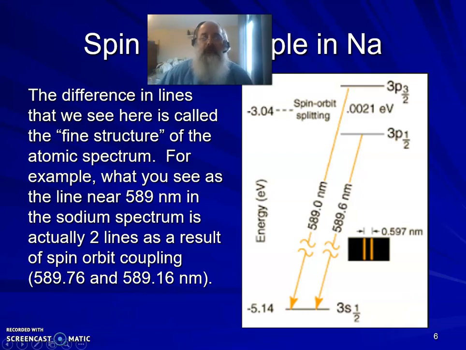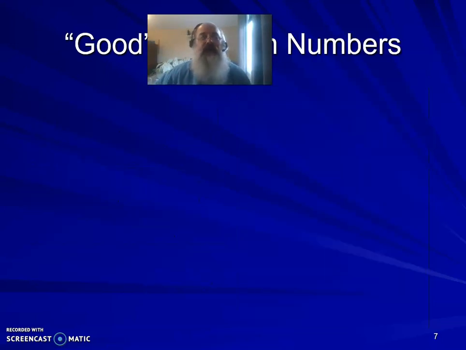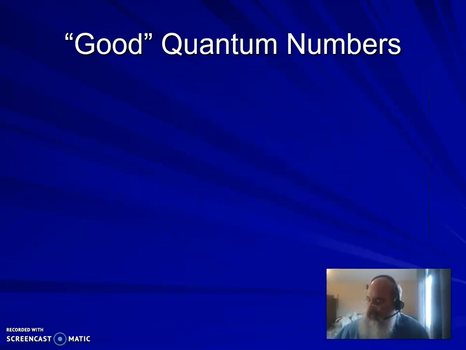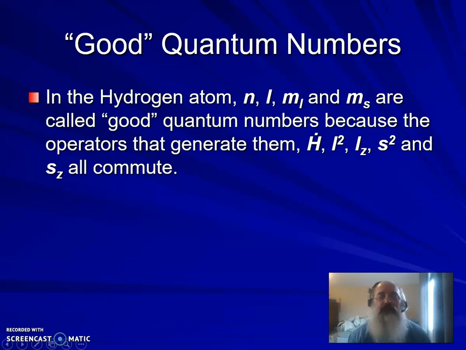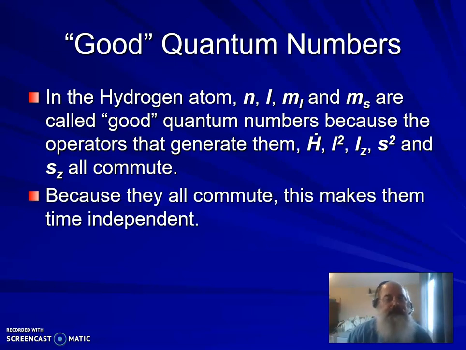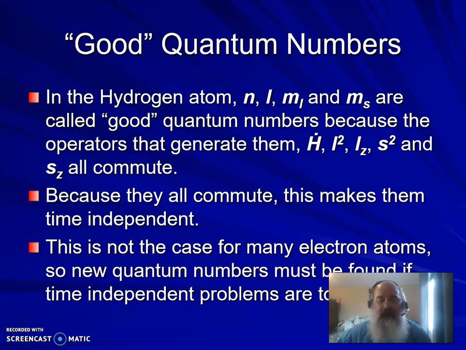This is going to bring us to a point where we have to start to understand that the quantum numbers that we've used in the past, n, l, m sub l, and m sub s, are not necessarily going to work for atoms that are larger than hydrogen. We call them good quantum numbers because the operators that generate them, Hamiltonian generates n, L squared generates L, LZ generates m sub L, S squared generates m sub S, all commute with one another. Because they all commute, we can use a time-independent Schrodinger equation to describe them. But this is not the case for many electron atoms.